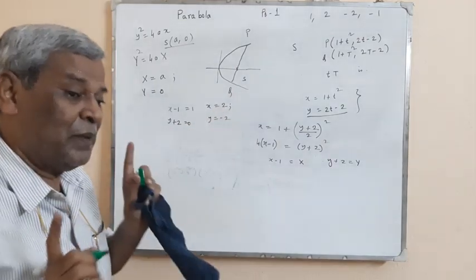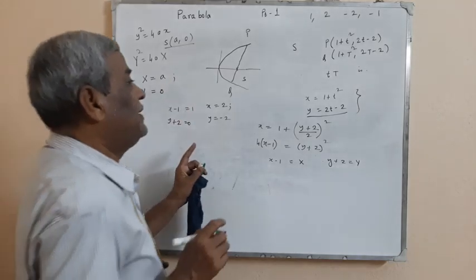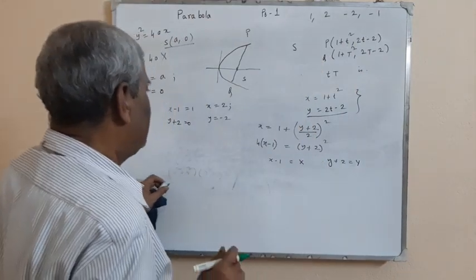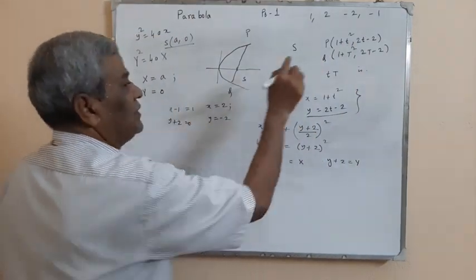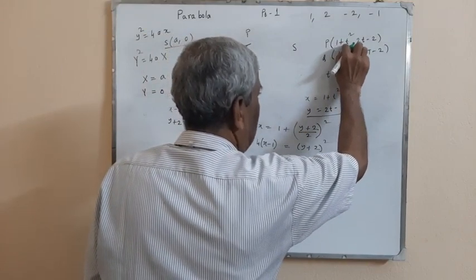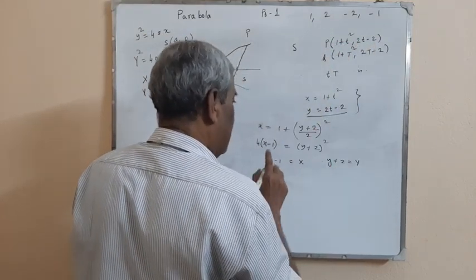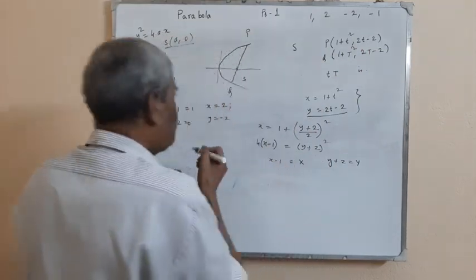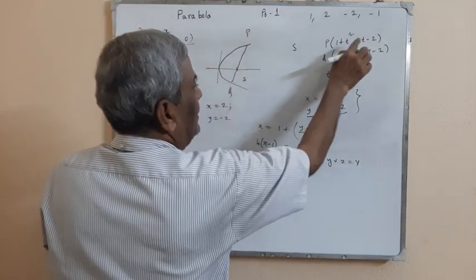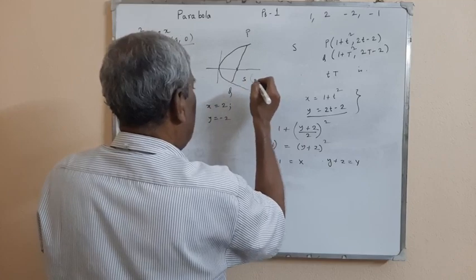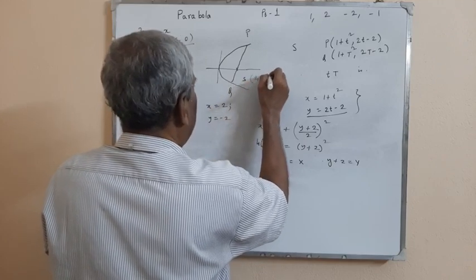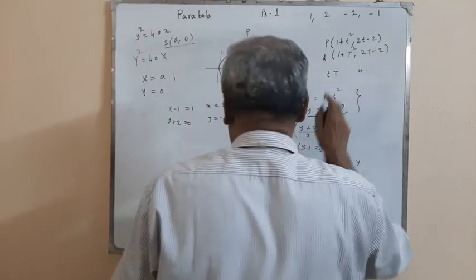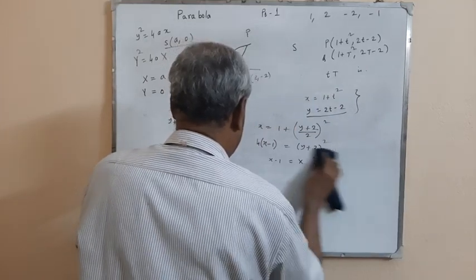It is itself a problem: what is the focus of that parabola? Anyway, from the parameters to the Cartesian coordinates we get equation number 1, and its focus is such and such. So we get S = (2, −2). We have to find a relation between t and capital T.